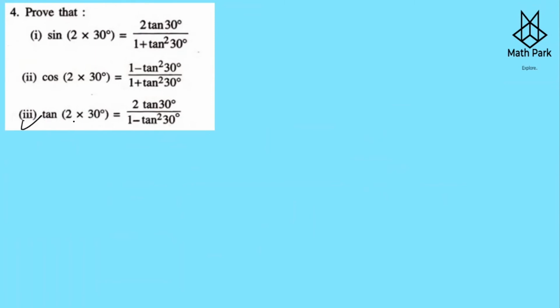Third one, so we have again tan. So we have LHS is equal to tan of 2 times 30, which is 60. So it is tan 60 and tan 60 is root 3. Let us start with RHS. So we have RHS is equal to 2 tan 30. Tan 30 is 1 by root 3.